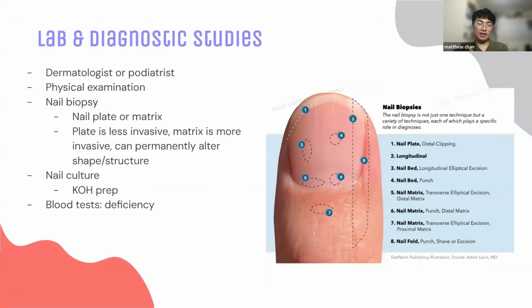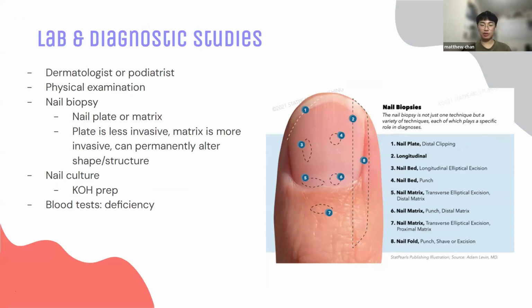And then for labs and diagnostics, you want to go to a dermatologist or a podiatrist to do a physical examination or a nail biopsy. So basically, they could either just take little clippings off your nail or do a biopsy of the nail plate or bed. The plate is less invasive, but the matrix is more invasive, and it could permanently alter the shape or structure of your nail.